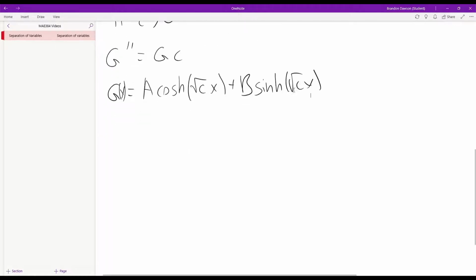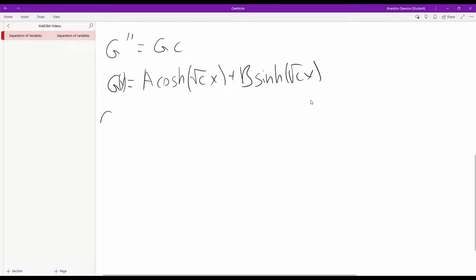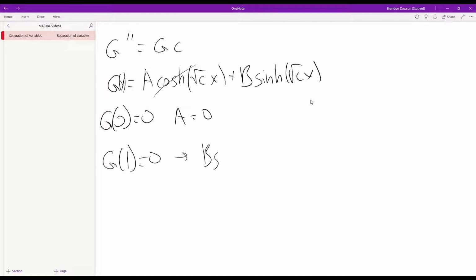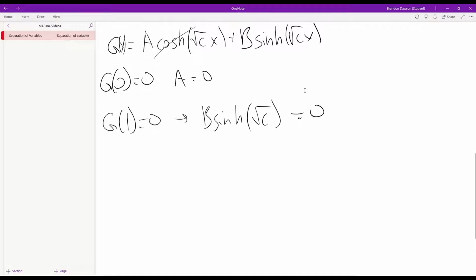plus some constant b times the hyperbolic sine of root c times x. So now using our initial conditions, we have g of 0 is equal to 0, which results in a equal to 0, which gets rid of that term. Then we have g of 1 is equal to 0, which gives us b times sinh of root c is equal to 0. So now, here, we have two options. Either b is equal to 0 or sinh of root c is equal to 0.